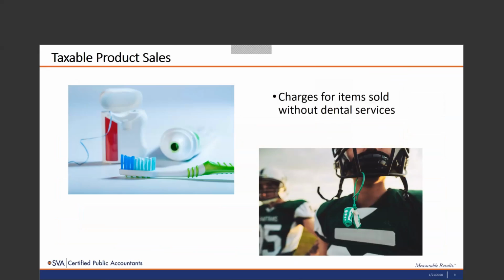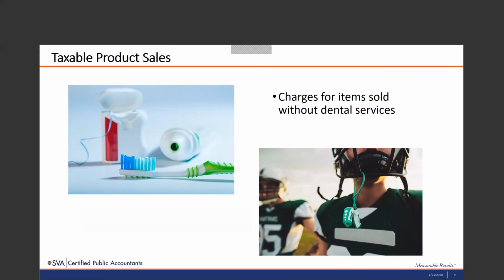Looking at the taxable product sales, there are a few items that I would say are possibly somewhat common or that you would see as sales at a dental office. Those charges for those items sold without having provided dental services are going to be taxable. Some examples would be dental floss, teeth whitening strips, toothbrushes, whether it's the Sonicare or another brand, as well as water picks. We're making the premise that if it's available for the public to purchase, it's probably going to be taxable.